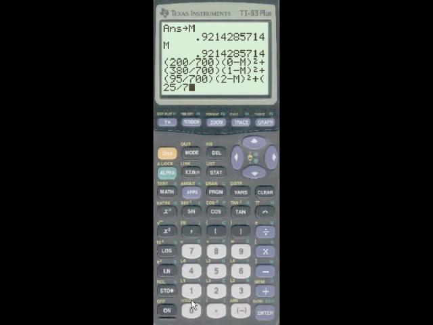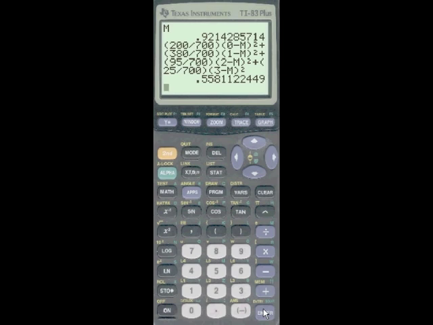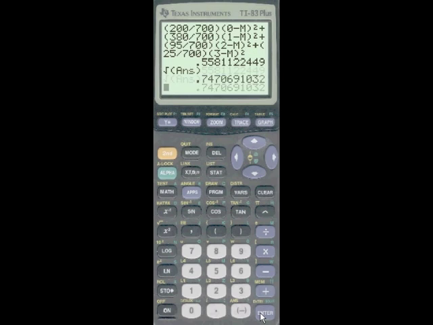And then finally, we take the probability of a household having 3 computers, 25 over 700, and then multiply that by that outcome 3 minus the mean squared. And if I hit enter, I have what would be the variance for the distribution. But if I now take the square root of the answer, which is second, and then the opposite sign has an ANS above it, so I can take the square root of that previous answer. That value, 0.747, is an approximation for my standard deviation for that distribution.